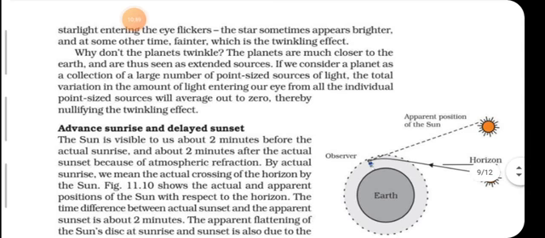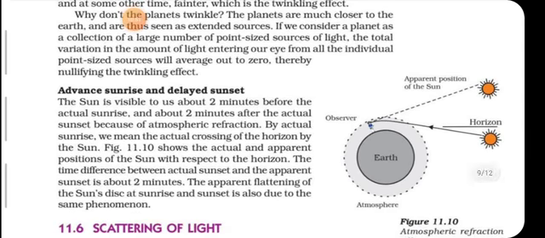Have you ever observed that whenever the sun is not seen, still there is a brightness over here? Or we can see the sunlight before the sun rises and even after the sun sets. Why does this happen? The main cause of this is the advanced sunrise and the delayed sunset.